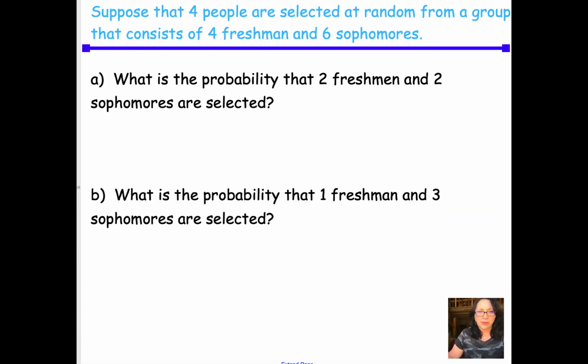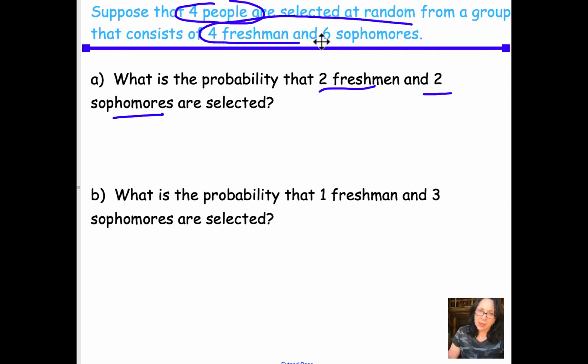So, all right. So switching away from beads, away from cards, suppose that we have 4 random people are selected from a group. Now, think about it like this. We have 2 freshmen and 2 sophomores. We've got 4 people selected. We want 2 freshmen, we want 2 sophomores. But out of the whole group, we have 4 freshmen and we have 6 sophomores.